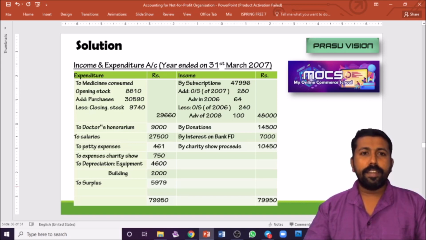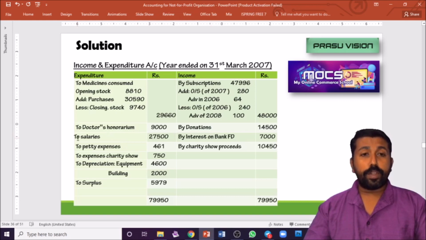Please remember that medicine consumed is there. Along with it, we have to calculate the actual consumption of the medicine. So what are the steps we have to remember? Opening stock of medicine 8,810 plus purchases 30,590 less closing stock 9,740. We will get the amount 29,660 as the actual medicine consumed during the year.